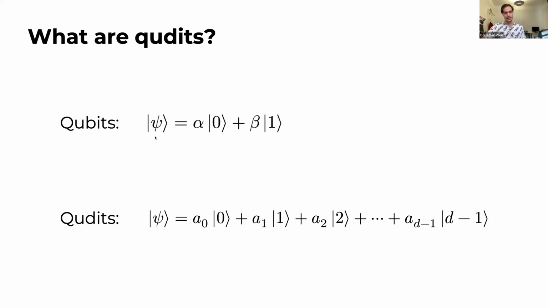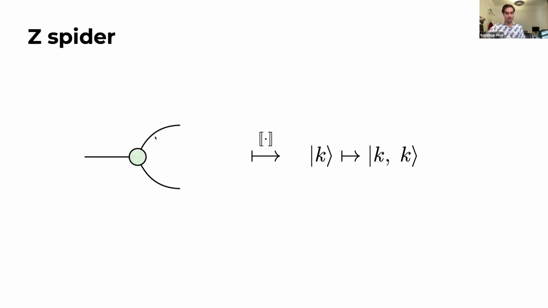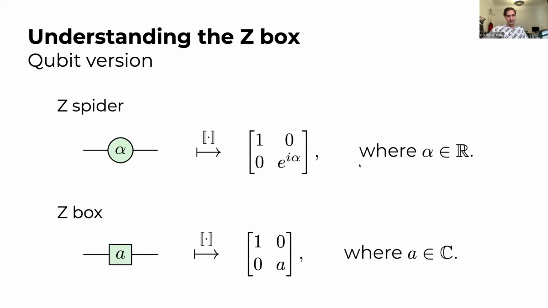And in this qudit ZXW calculus, we have the same kind of Z spider syntactically, but the semantics is a bit different because we have a different space to reason about. So the Z spider is going to do what you expect it to do. It's going to copy the computational basis state. If you input ket k, it's going to make 2 ket k's, right? So this is what it says. If you input k, you get k and k. But we can also reason about phases, right?